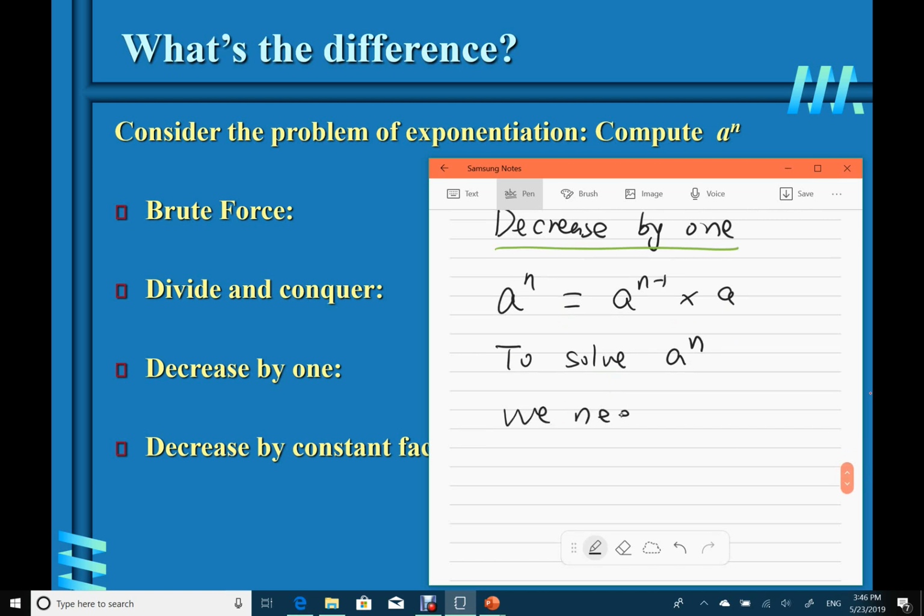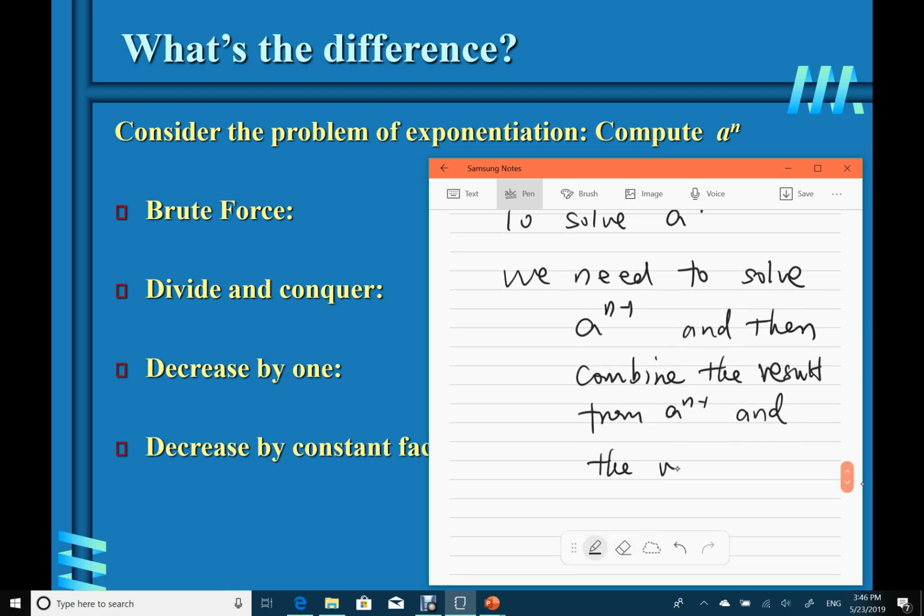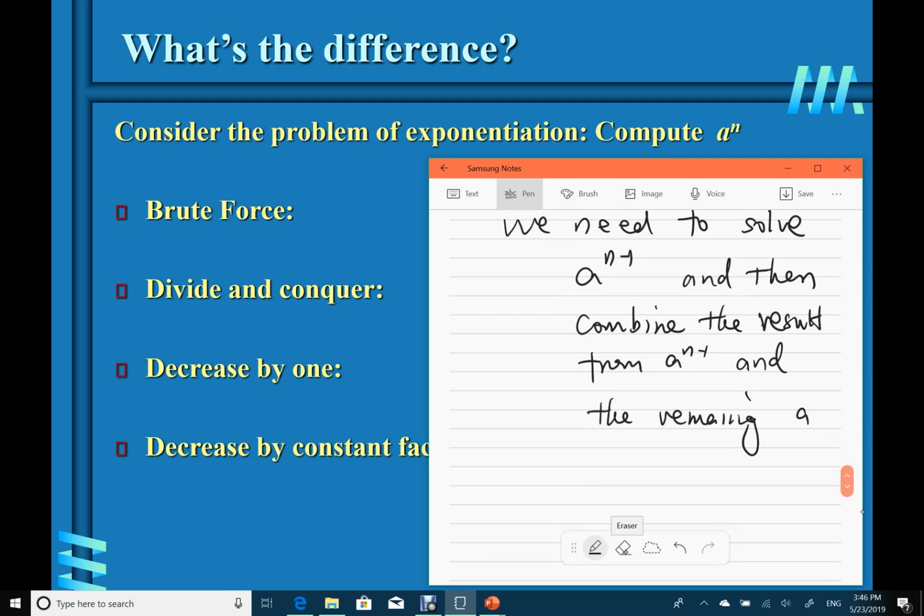So to solve this problem, a to the power of n, we need to solve a to the power of n minus 1, right? And then combine the results, or extend these results from a^(n-1) and the remaining 1 a, right? 1 a. So this is decreased by 1.